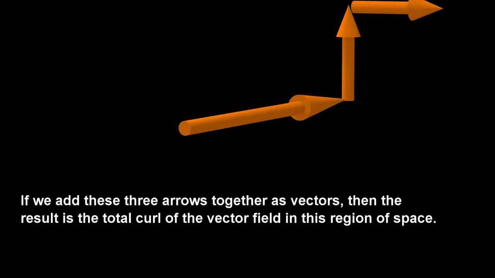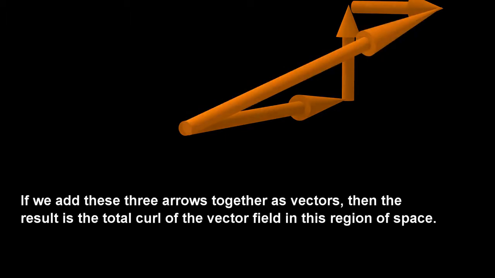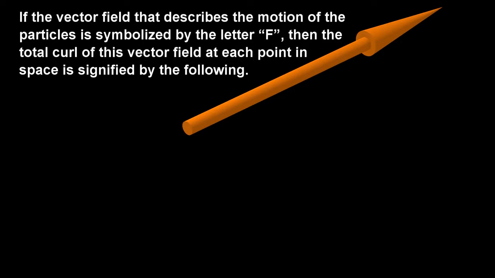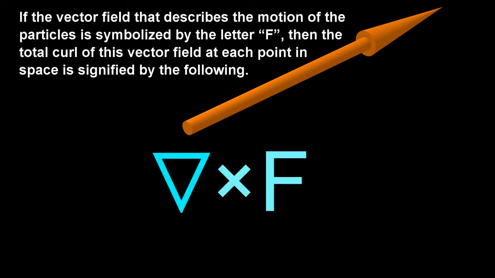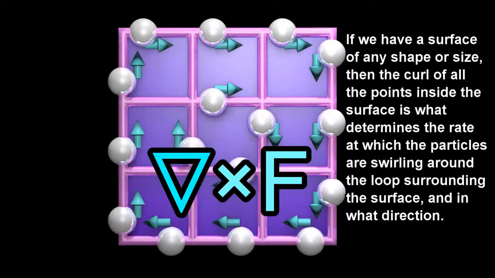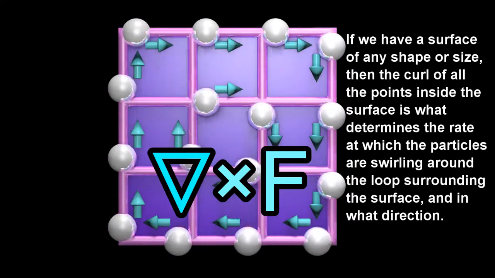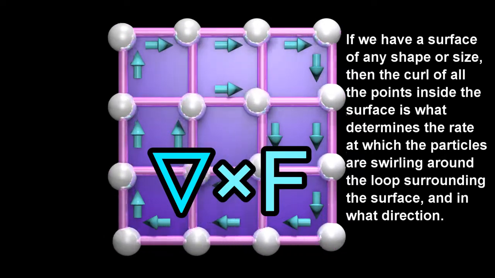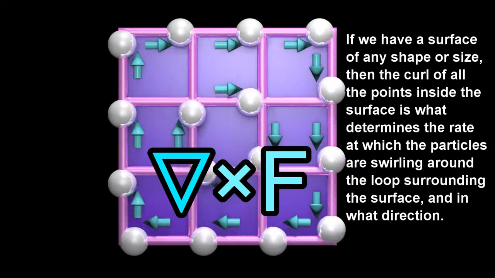If we add these 3 arrows together as vectors, then the result is the total curl of the vector field in this region of space. If the vector field that describes the motion of the particles is symbolized by the letter F, then the total curl of this vector field at each point in space is signified by the following. If we have a surface of any shape or size, then the curl of all the points inside the surface is what determines the rate at which the particles are swirling around the loop surrounding the surface, and in what direction.